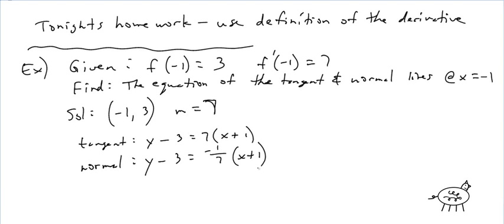So that's basically the main thing we learned here, super important: the definition of the derivative is the limit as h approaches 0 of f of x plus h minus f of x, all over h. All right, that's it, math fans.